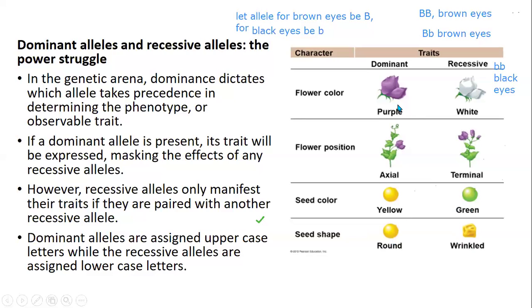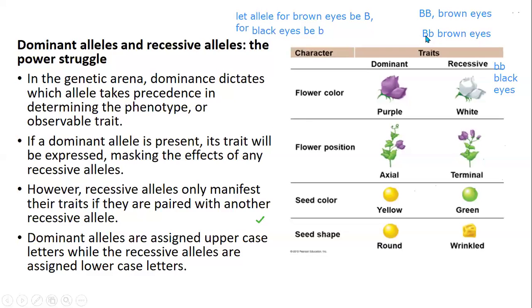So these are just a few examples. These examples can be extended to other organisms and other traits. That's why we are seeing here that recessive alleles only manifest their traits if they are paired with another recessive allele, what I have shown you here. And then dominant alleles, if present, their trait will be expressed. Masking means covering up the effects of any other recessive allele.